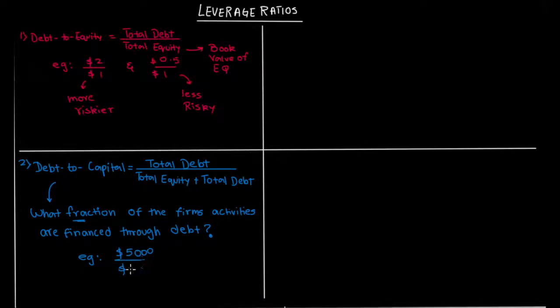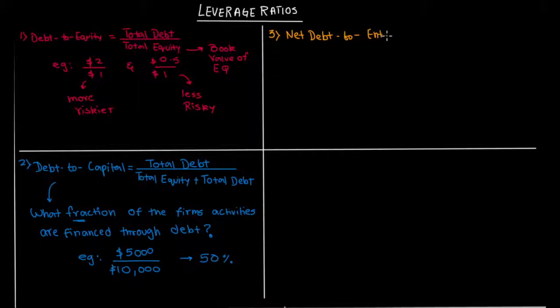So let's take an example where we have 5,000 divided by 10,000. 5,000 total debt divided by 10,000, which is the total capital, which is a summation of total equity plus total debt. So we end up having about 50%. So this tells us that 50% is the leverage here. All the activities, 50% of those is financed through the use of debt.